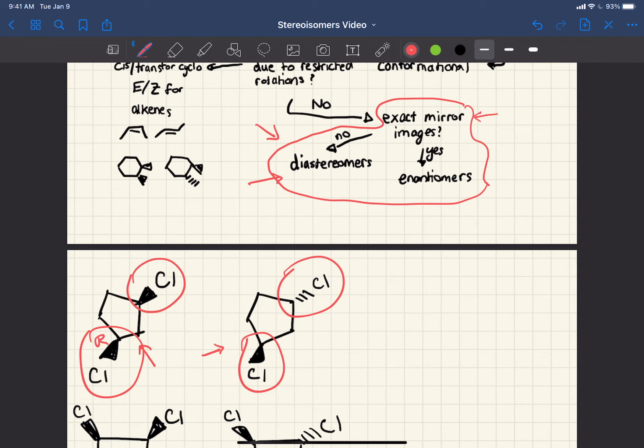So even if this is an R and this is an R, and let's say this is an S, well, this one then has to be an R. And since these groups are different, we can very quickly determine these are diastereomers. I'll just write D here.